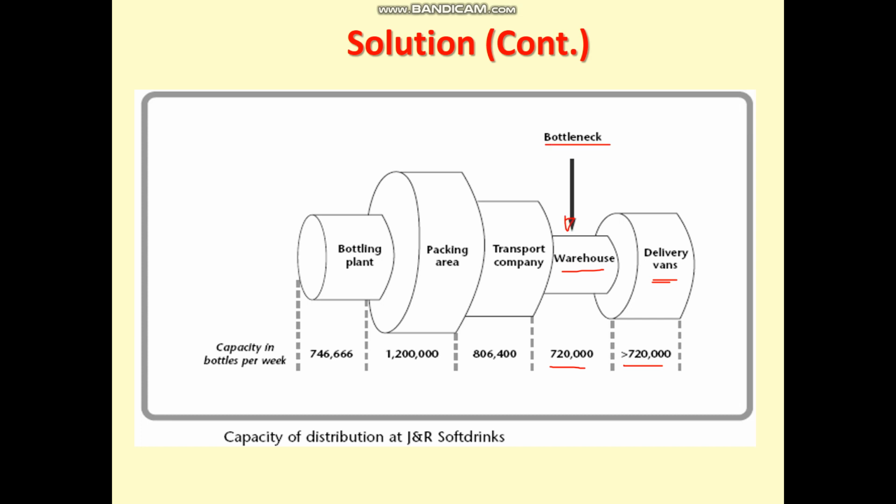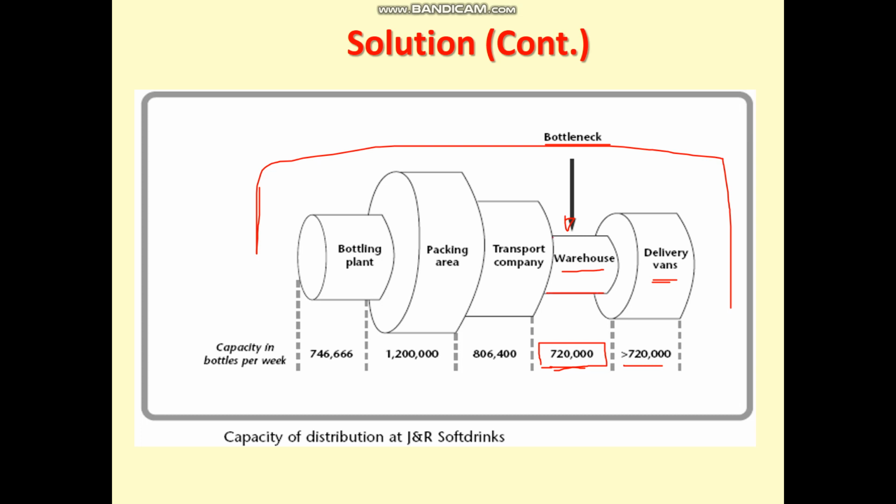The problem is the warehouse. Since the warehouse has the smallest capacity, it limits the overall capacity of this supply chain, of this distribution system, and the overall capacity of this distribution system is 720,000 bottles per week.